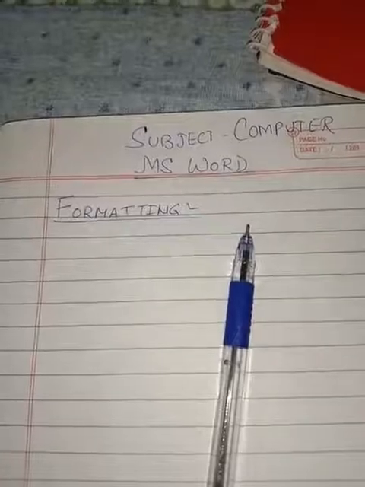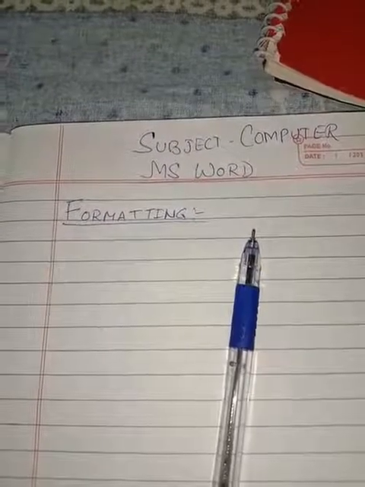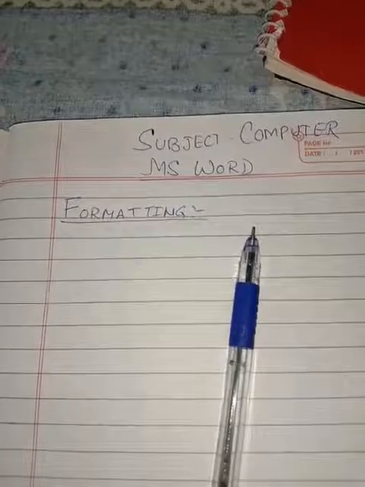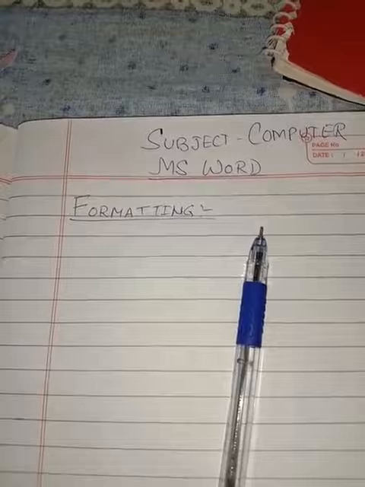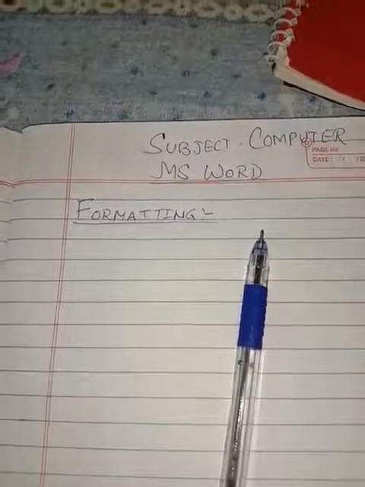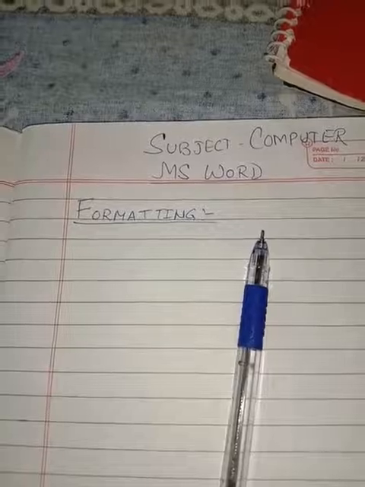So how to start MS Word? First of all, click on the start button, then click on Word. The Word window will appear, and the starting screen of Word is known as the backstage view. Click on the blank document to create a new document.